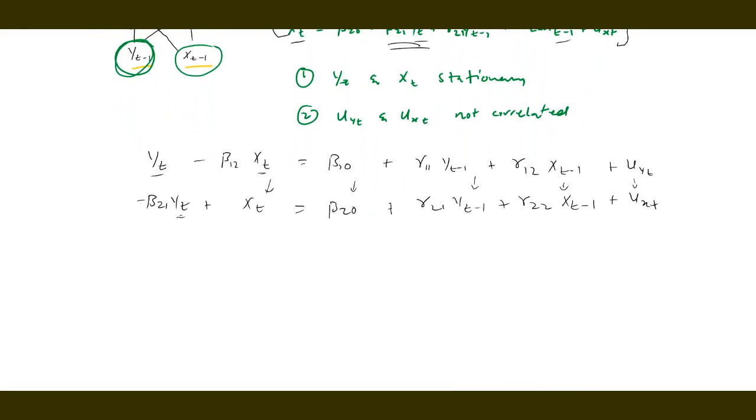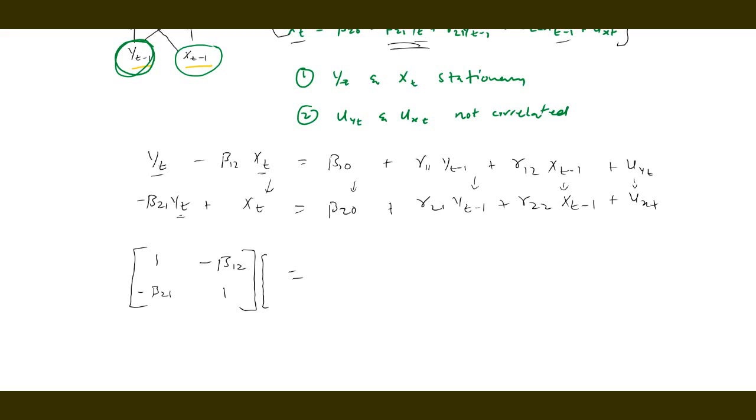This helps us convert the model into a matrix form, where first we write the coefficients of each variable. The coefficient of yt in the first equation is 1. Then for xt we have minus beta 1 2. In the second equation, minus beta 2 1, and again the coefficient of xt is 1.